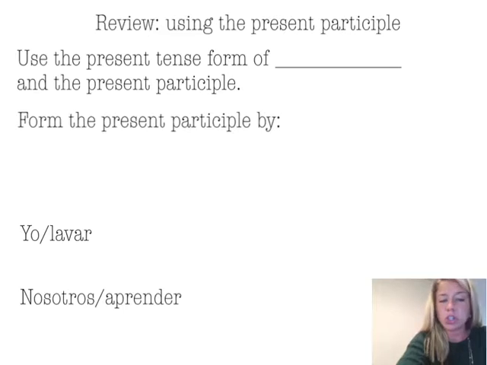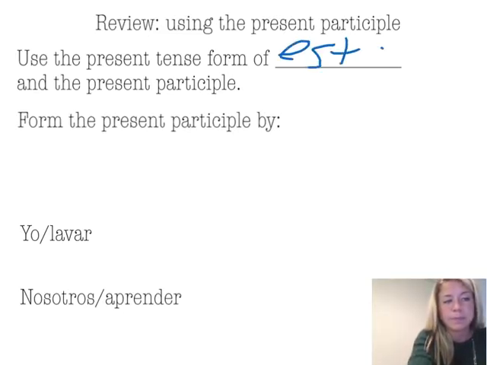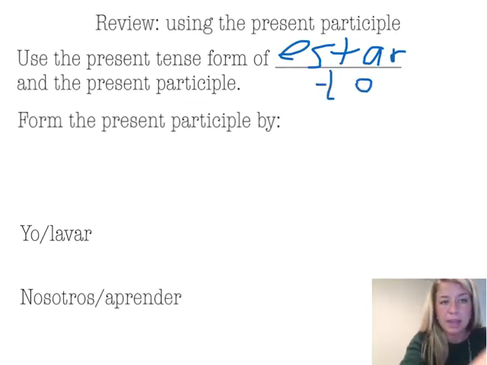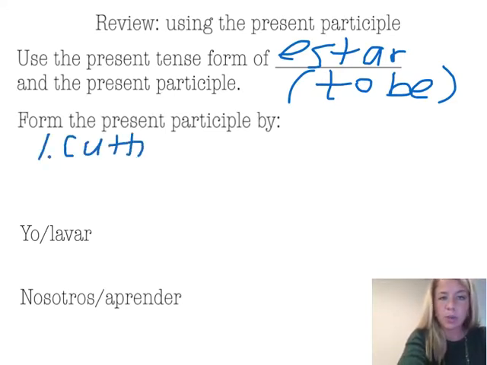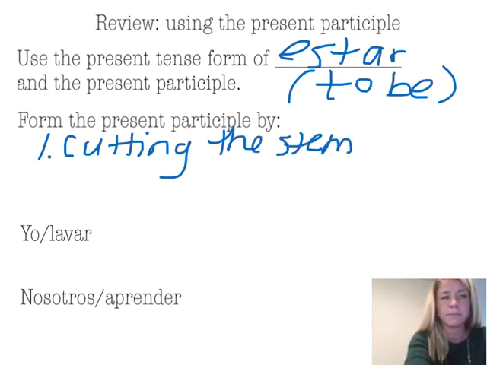To say we are learning, we would go along the same lines here. So we're going to use the nosotros form of estar, estamos, and then we're going to cut the ER or IR off of aprender, aprend, and because it's an ER verb, we'll add yendo. Nosotros estamos aprendiendo. If you need extra practice with how to form the present participle of the verb, you can go to page 171. There are a couple of examples there for you.